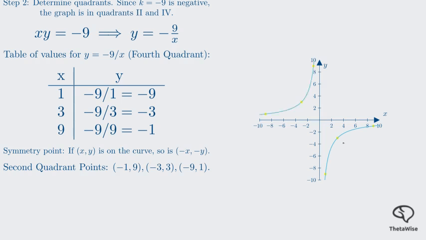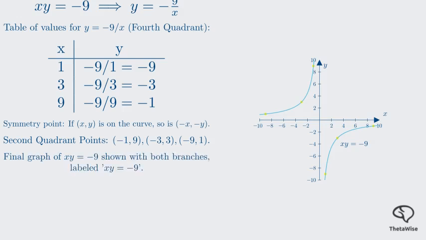After plotting these new points, sketch the second branch in the second quadrant, approaching the axes. Label the entire curve as xy equals negative 9. You have now successfully sketched the complete graph.